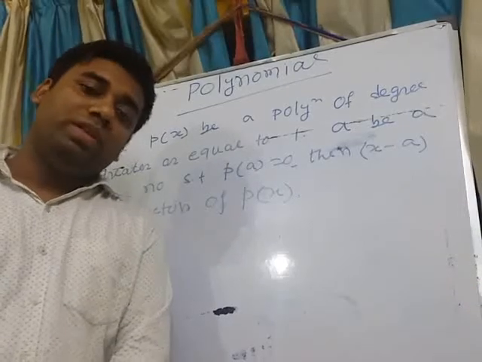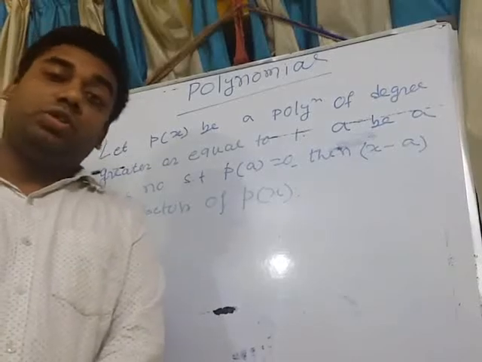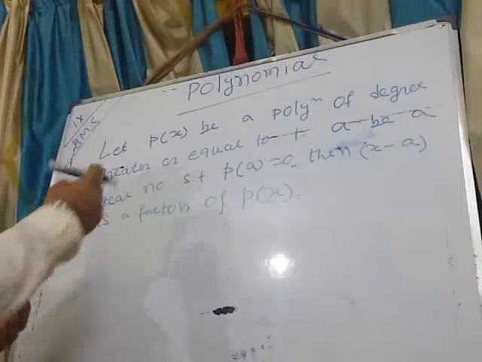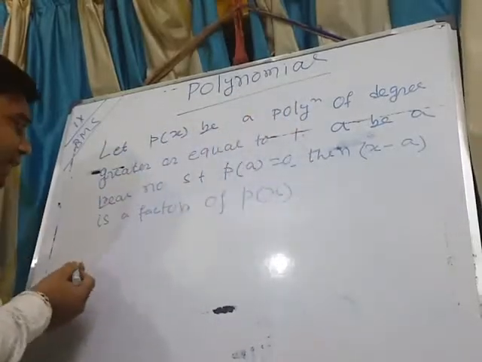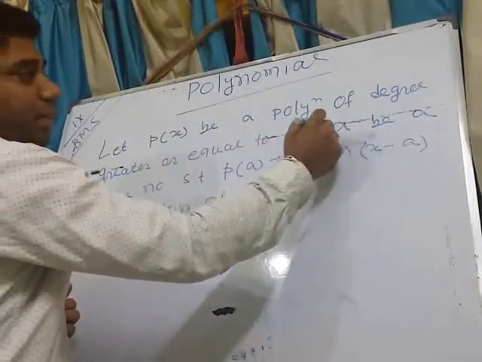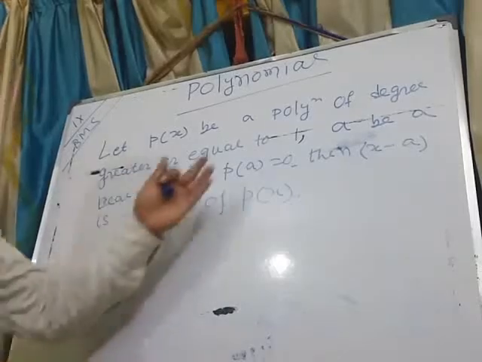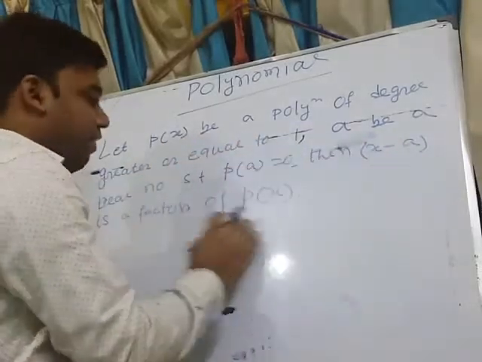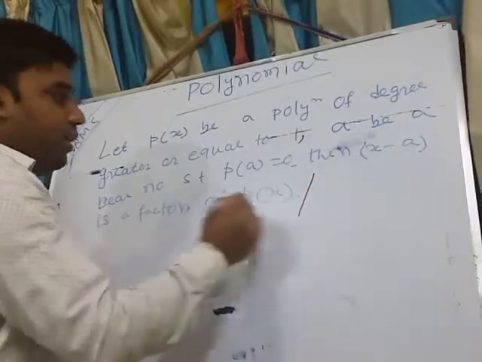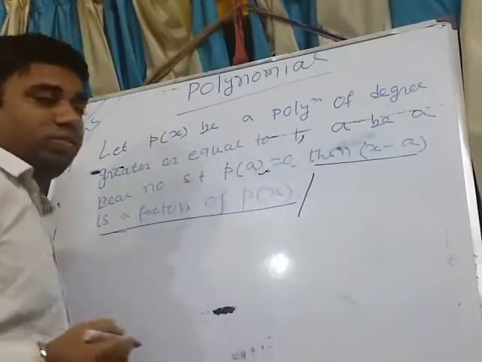Students, today we will discuss the factor theorem of the chapter Polynomials of class 9. What is the statement of the factor theorem? If p(x) is any polynomial of degree greater than or equal to 1 and a is a real number such that p(a) = 0, then x minus a is a factor of p(x). And also vice versa. Vice versa means if x minus a is a factor of p(x), then p(a) = 0.